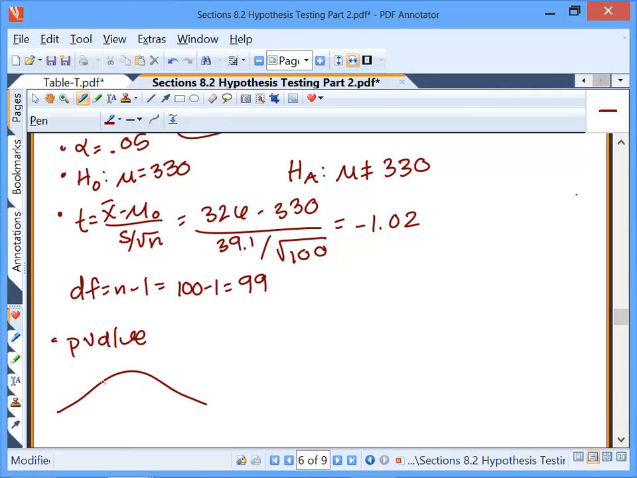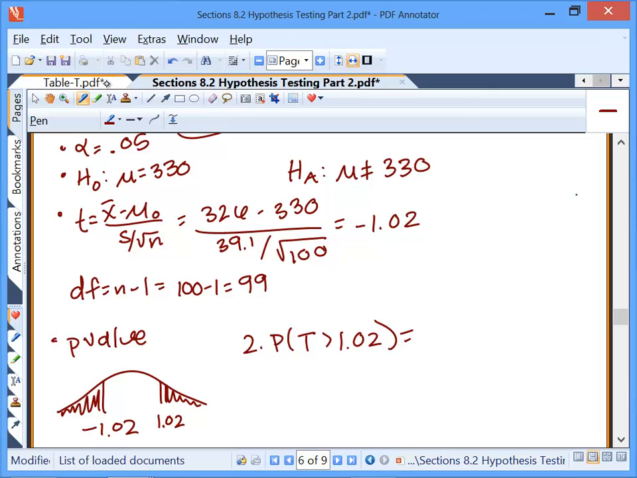let's see, my test statistic is negative 1.02. Look at your alternative hypothesis. Which tail am I interested in? Both tails. Now, due to symmetry, the area in the right tail should be equal to the area in the left tail. So I can find one of those areas and times it by 2. So 2 times the probability that t is greater than 1.02, because the t-table gives me areas to the right, so that's the one that's easy to find.